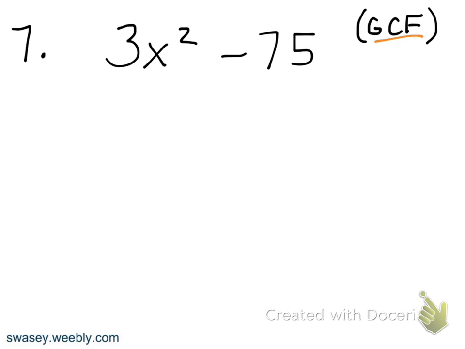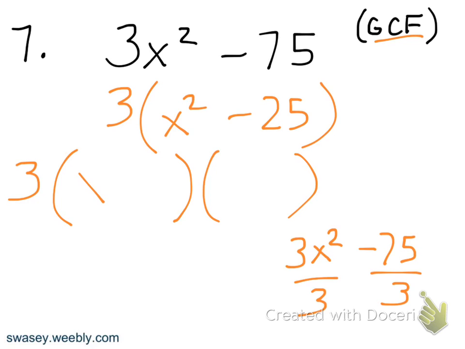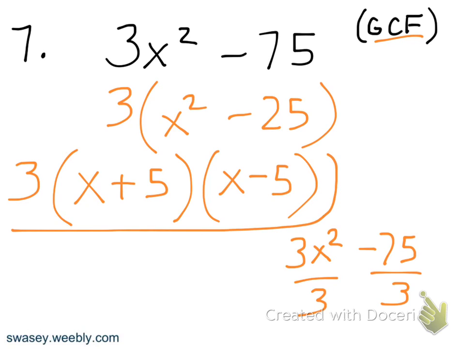Notice the hint, find a GCF first. Greatest common factor of these two terms is 3. So divide the 3 out. 3x squared divided by 3 gives you x squared. Negative 75 divided by 3 is negative 25. So we got this GCF in front, and then x squared minus 25 is the difference of two squares. Square root of x squared is x. Square root of 25 is 5. So we'll have x plus 5, x minus 5. Make sure you have the greatest common factor still in front.